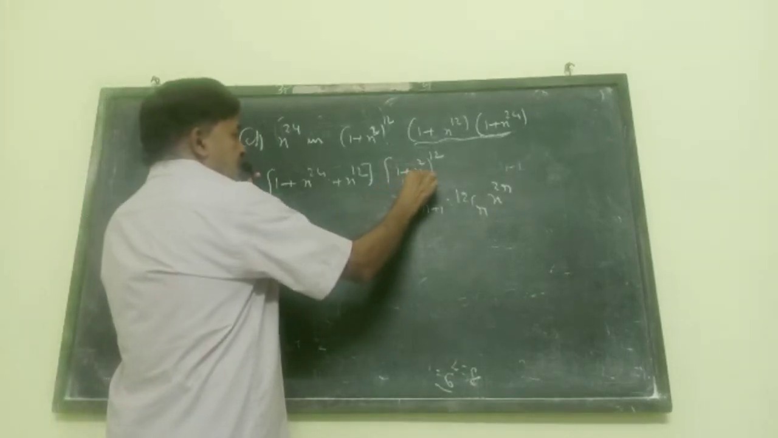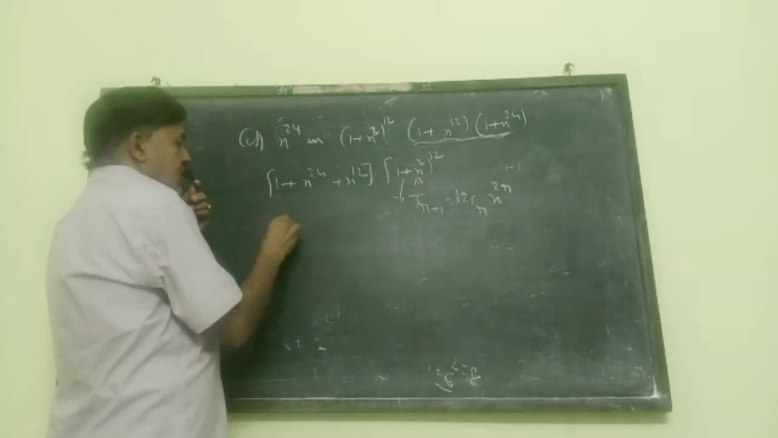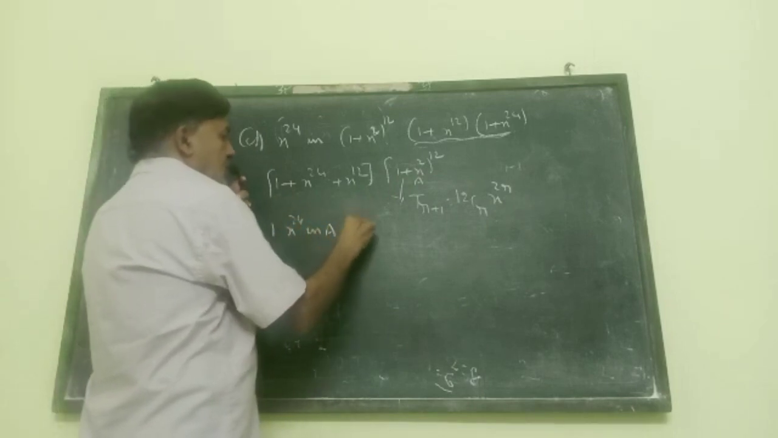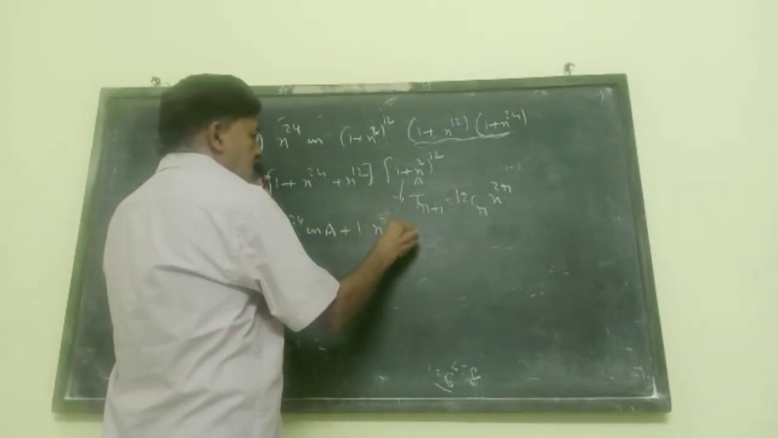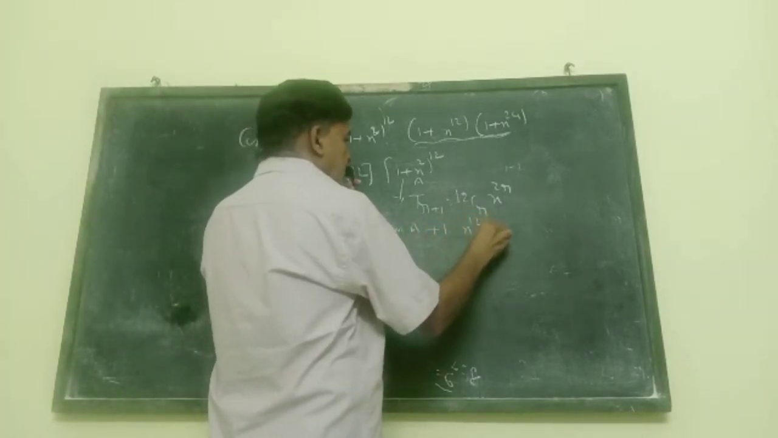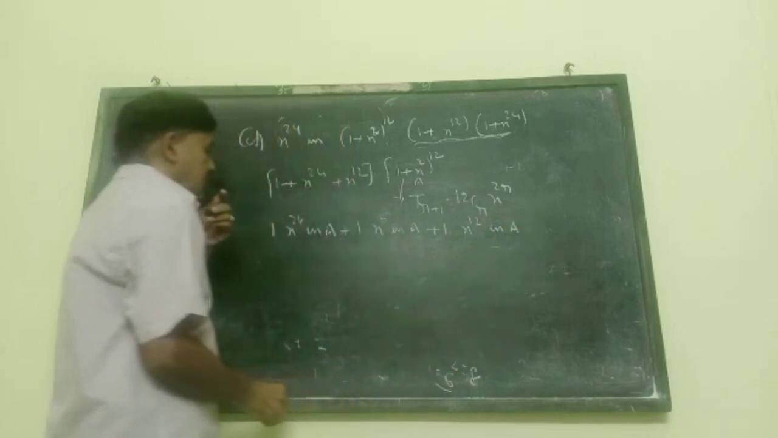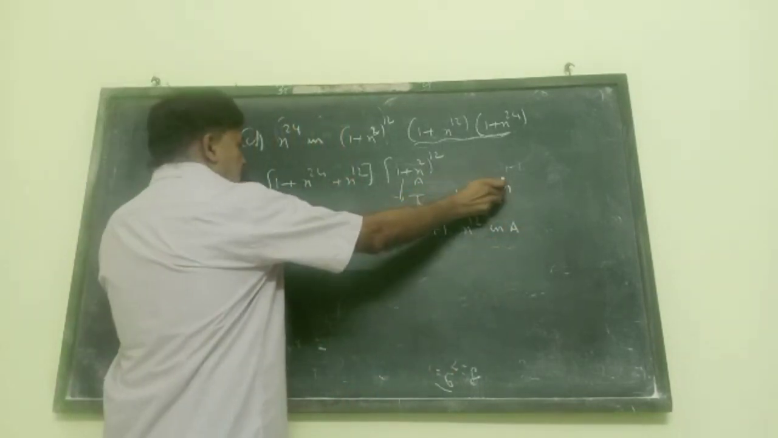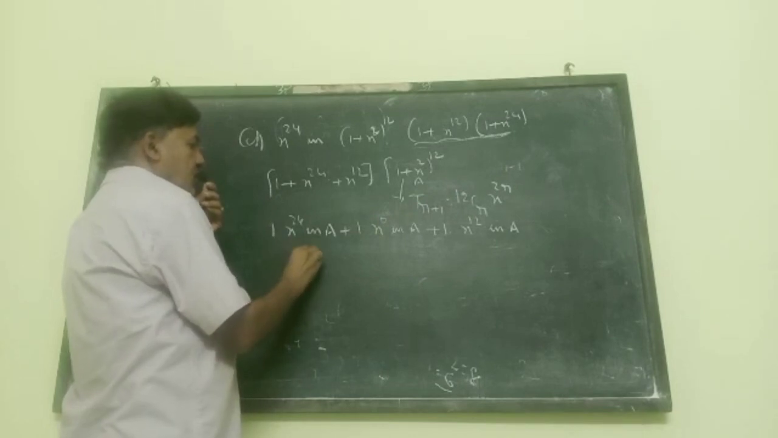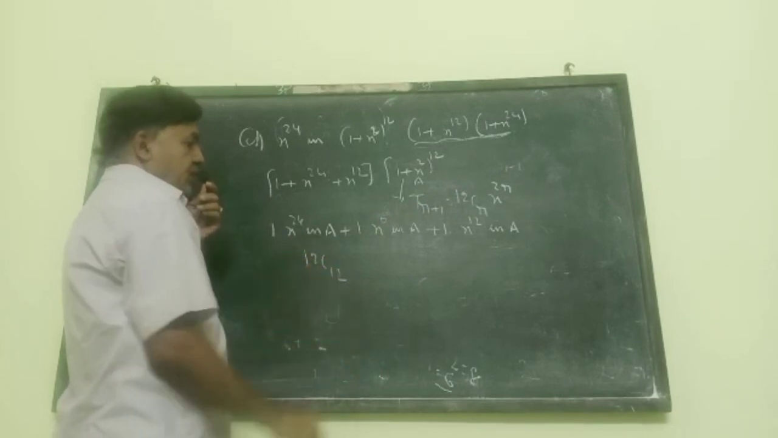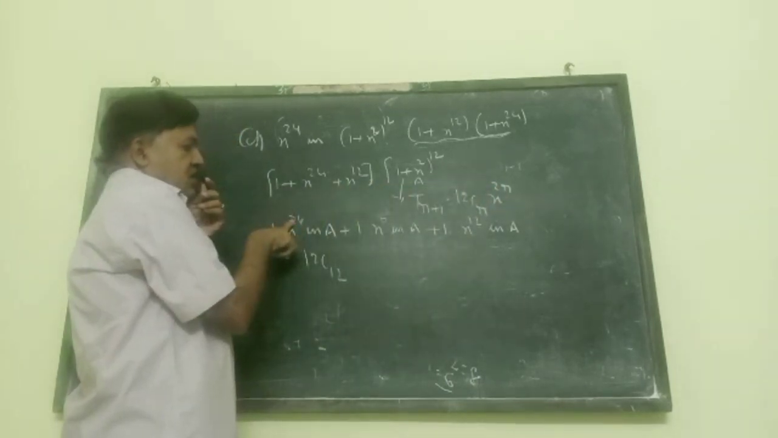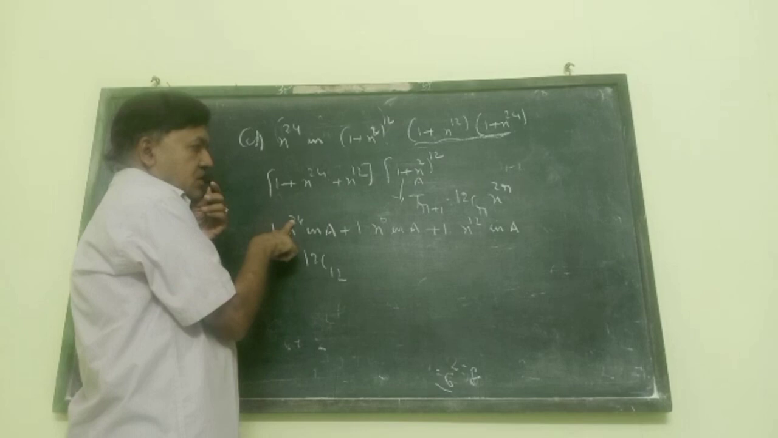Right, I will call this as A. 1 into x power 24 in A, 1 into x power 0 in A, plus 1 into x power 12 in A. What is x power 24 here? 2R is equal to 24, R is equal to 12. So you will get 12C12. Correct. 2R is equal to 24, R is equal to 12. So 12C12.